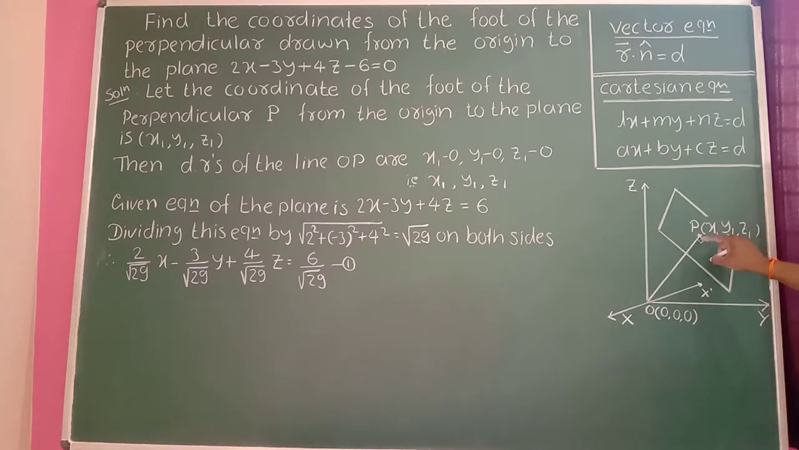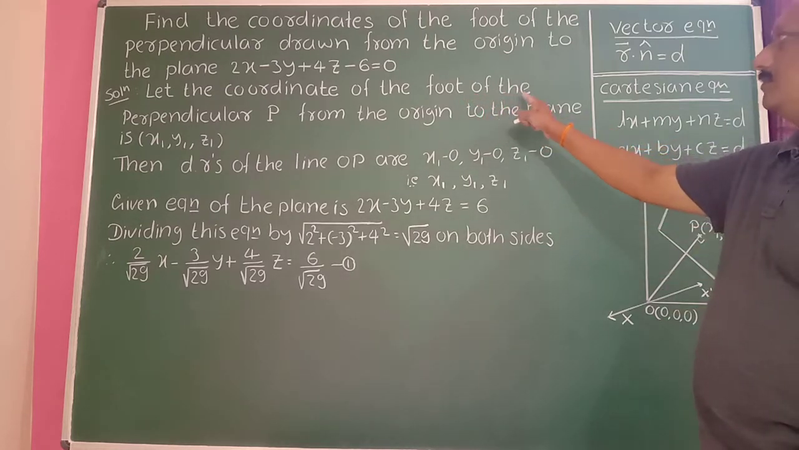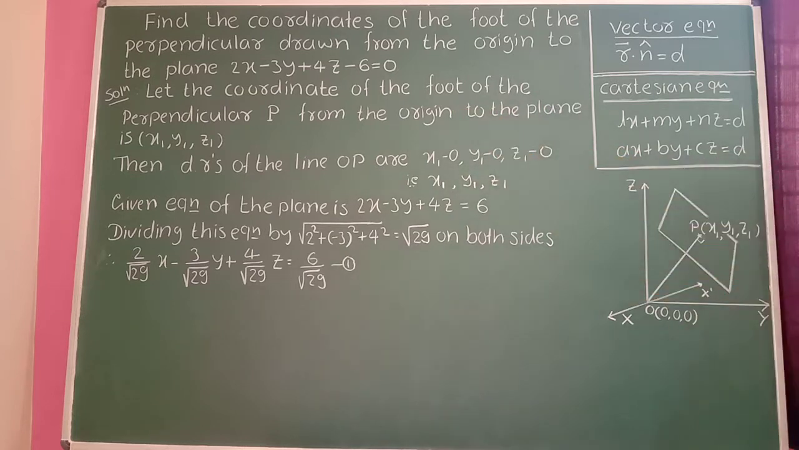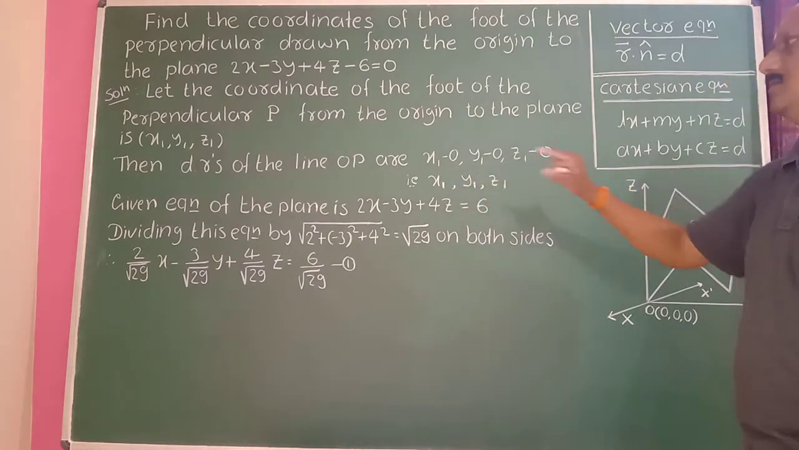The point P is called the foot of the perpendicular, since OP is perpendicular to the plane. Therefore, let the coordinates of the foot of the perpendicular P from the origin to the plane be x1, y1, z1. Then the direction ratios of the line OP are x1 minus 0, y1 minus 0, z1 minus 0, that is x1, y1, z1.